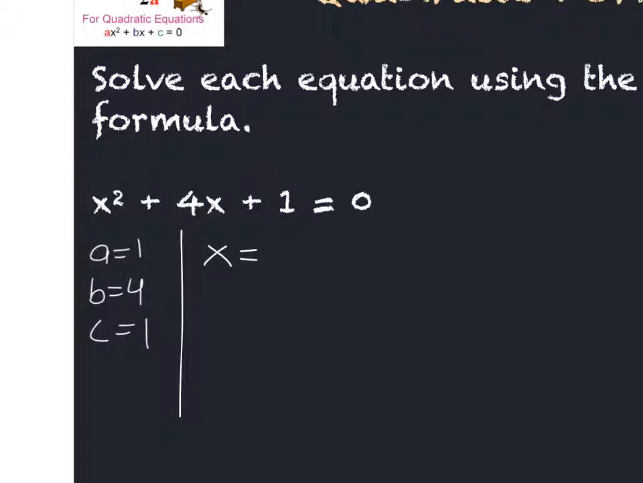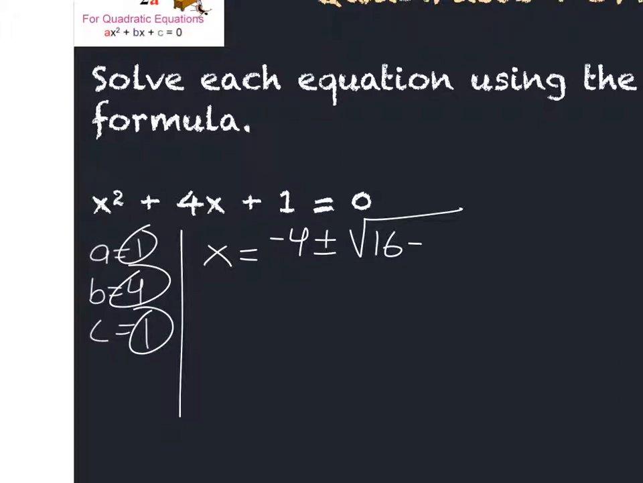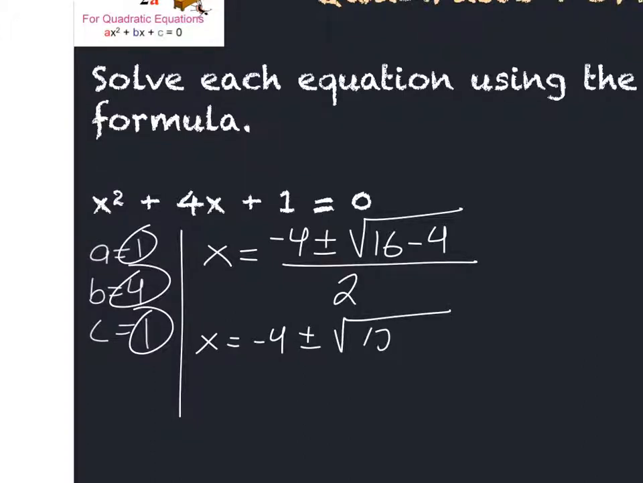It would be x equals -b, so it would be -4, because b is positive this time, so it would be just -4 plus or minus the square root of b squared, and I'll just go ahead and do b squared already. That's 16. 4 squared is 16. Minus 4 times a and c. Well, a and c are both 1, so it would be 4 times 1 times 1. So that's just going to be 4. And then that's divided by 2 times a, which would be just 2 times 1, which would just be 2. All right, so here we're going to have x equals -4 plus or minus the square root of 12 divided by 2.